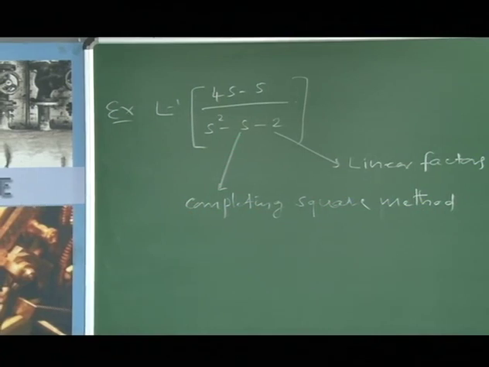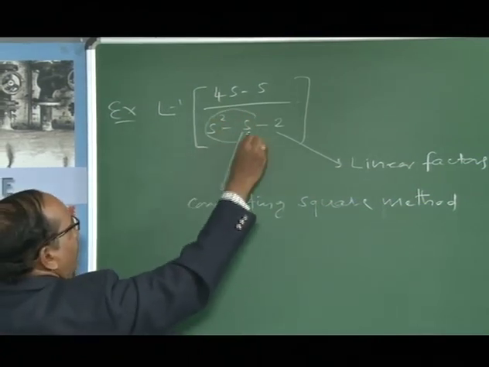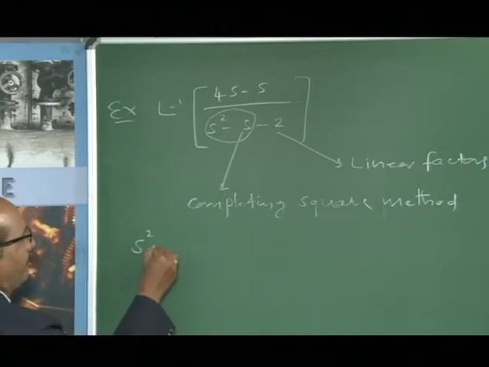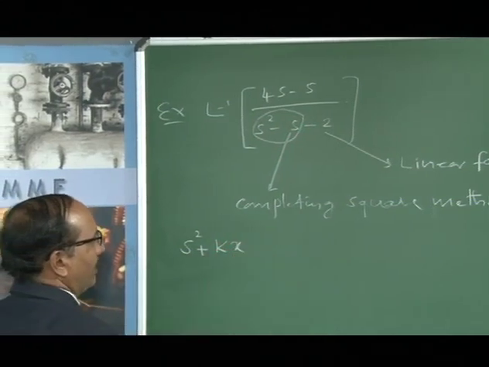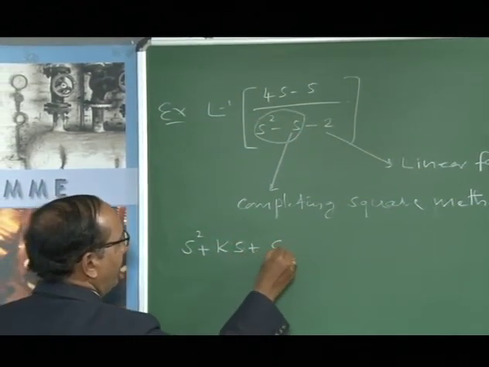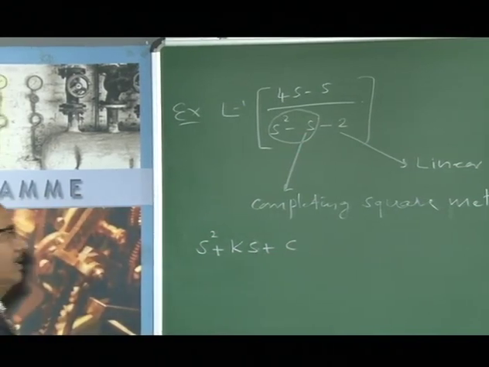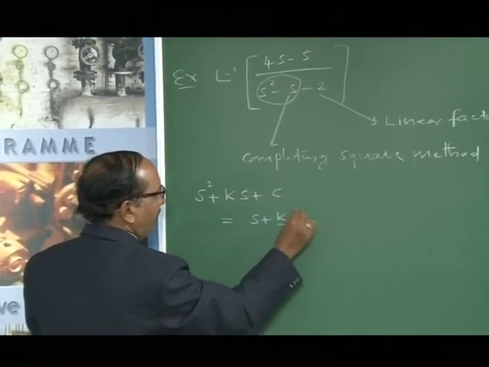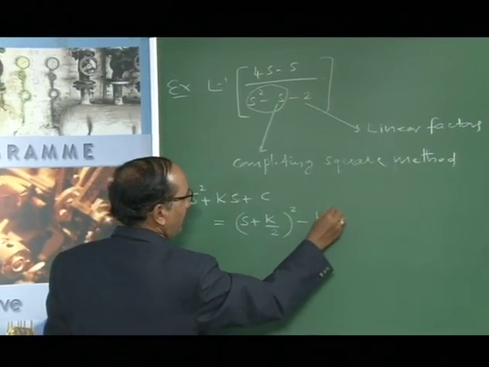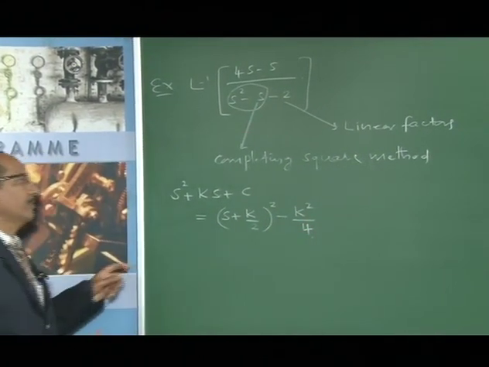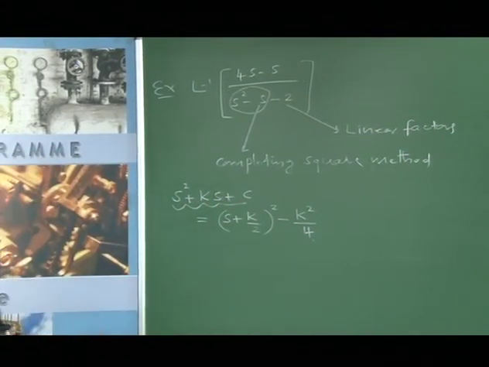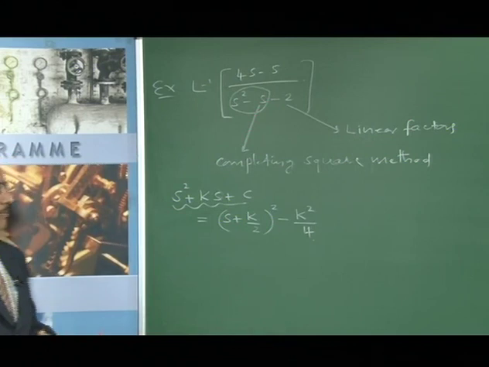In the completing square method, for the denominator, using the first two terms of the quadratic expression, you make it a square term. You can refer to this formula: for any quadratic s square plus k into s plus c, where k and c are constants, we can use the formula s plus k by 2 whole square minus k square by 4. So for any problem, if you have a quadratic factor in the denominator, whether the linear factors are available or not, you can always try the completing square method.